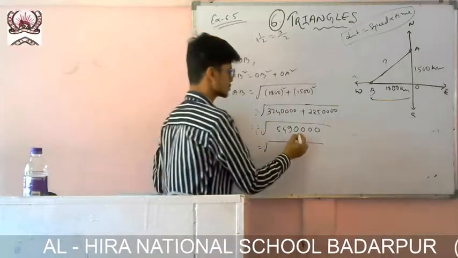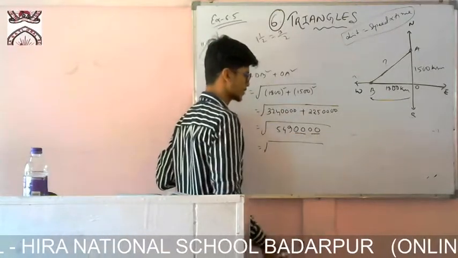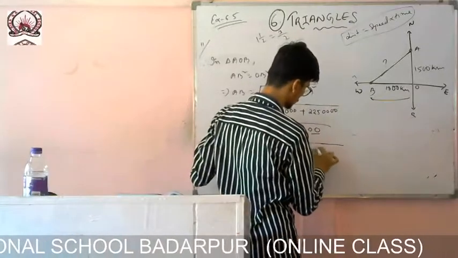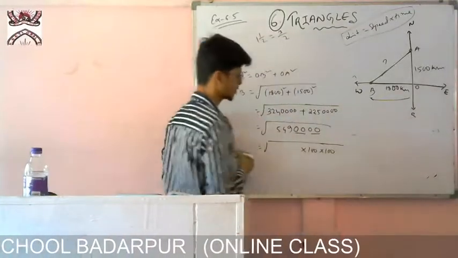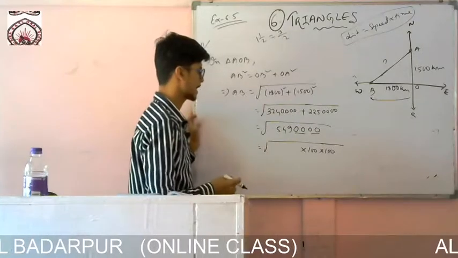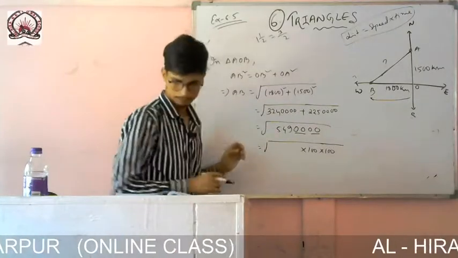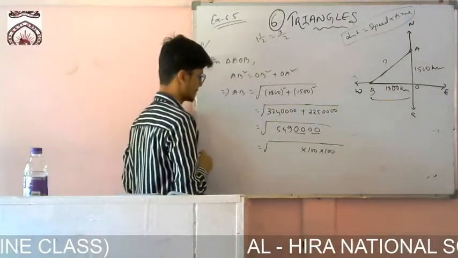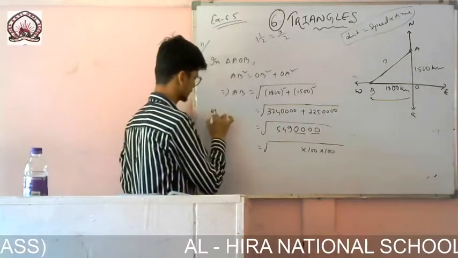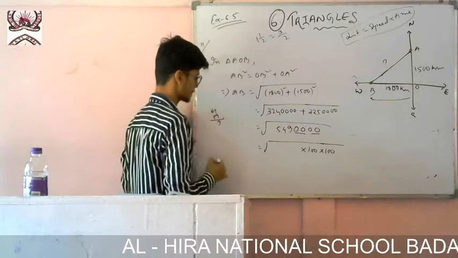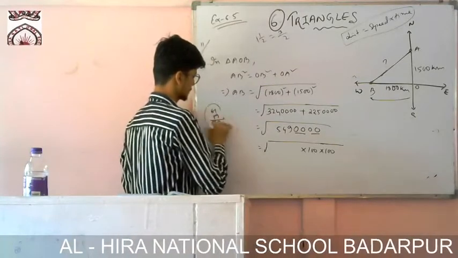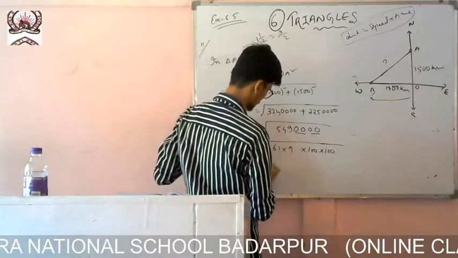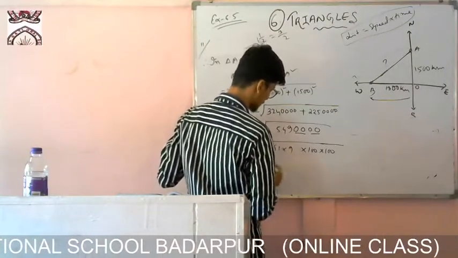So this 20, I can write as 100 into 100 for this one. Okay, I need to break this one only. So for 20, I can write 100 into 100, and 549. Yes, 61 into 9. 61 into 9. So 100 it is 2 times.